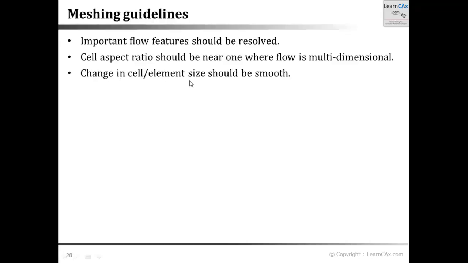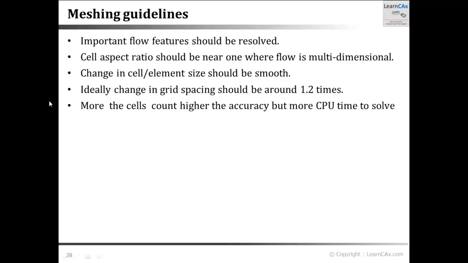Then changes in the cell elements or cell size should be smooth. That is, our cell shape or cell size should change smoothly. It should not be rapid or abrupt. And ideally the grid spacing should change by about 1.2 times, that is, the change between adjacent cells. Adjacent cells should be larger or smaller by about 1.2 times, not very much larger than their neighboring cells.